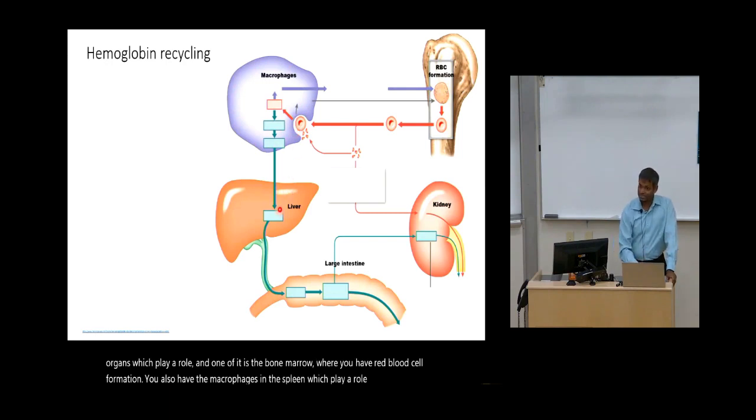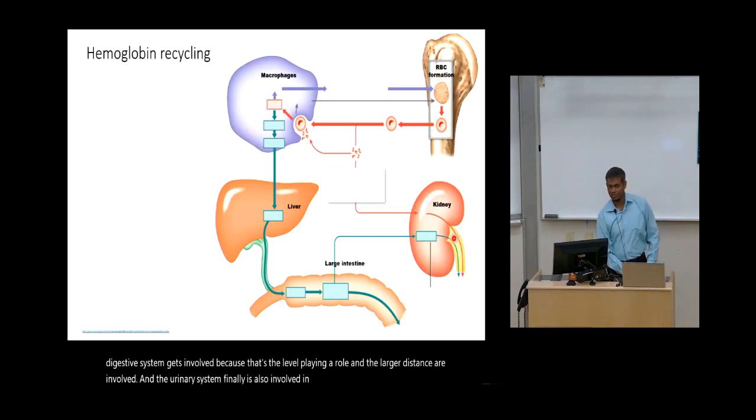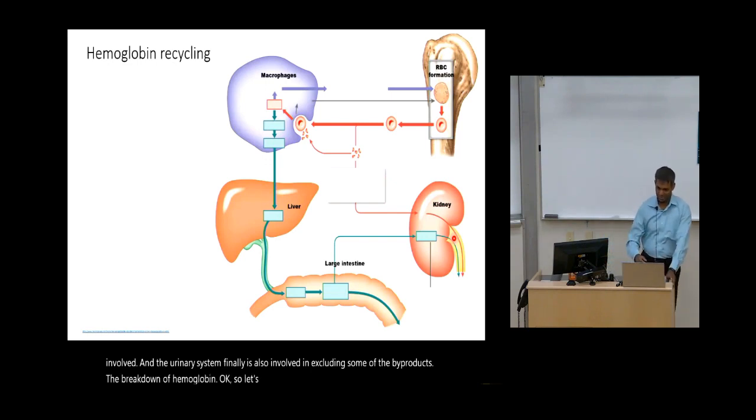Notice even the digestive system gets involved, because there's the liver playing a role and the large intestines are involved, and the urinary system finally is also involved in excreting some of the byproducts from the breakdown of hemoglobin. Okay, so let's see how this happens.